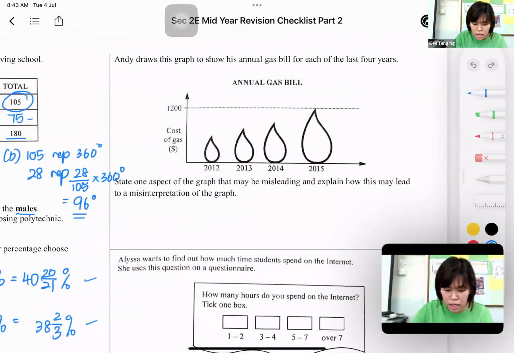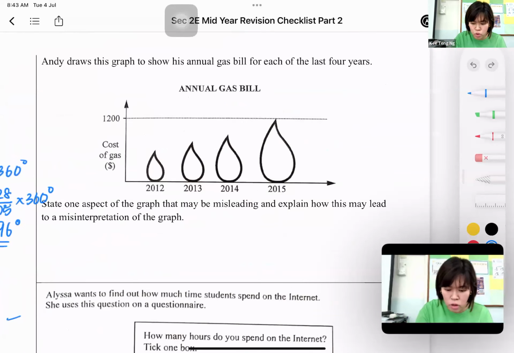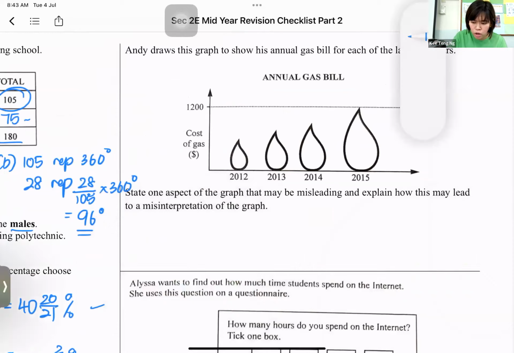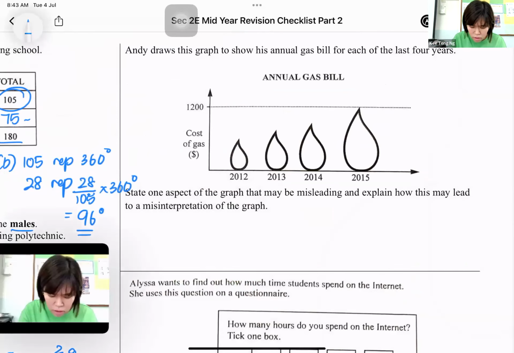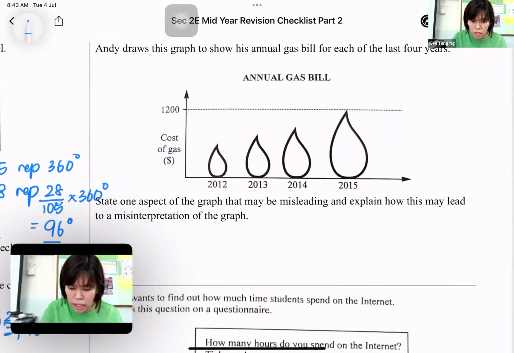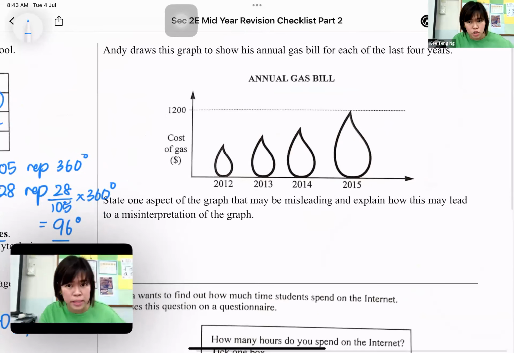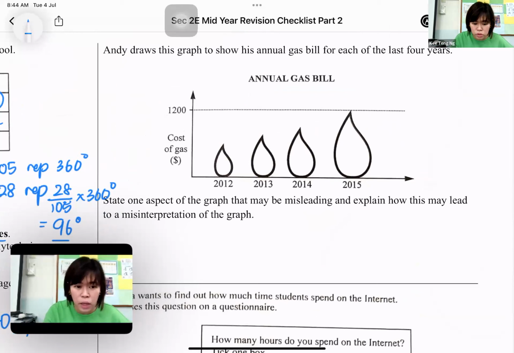Next one over here, Andy draws this graph to show his annual bill for each of the last 4 years, right? So for this one over here, we notice that this is actually a pictorial representation. Now, there are a few things that we need to take note about pictorial representation that may cause the whole data to be misleading. Number one, we always check the title, whether it is correct or not, too exaggerated, or misleading?